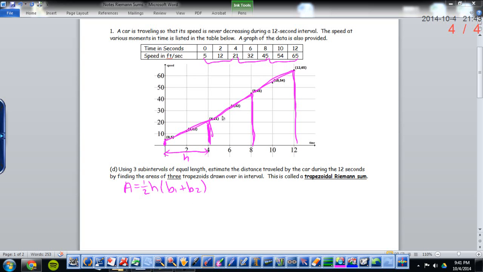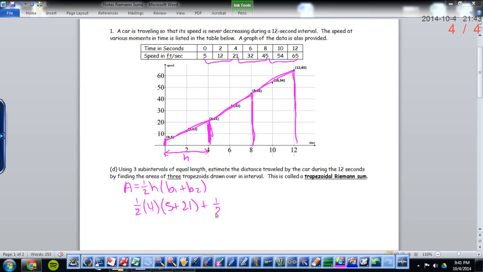And then the second trapezoid, the height, again, is going to be the length of the interval. And here's base 1, which is going to be 21, and base 2 is over here and this is going to have a length of 45. All right, so let's find the area of these 3 trapezoids. So my first trapezoid is going to be 1/2 from the formula. The height of the trapezoid is 4, the length of the interval, and the length of the 2 bases in this first trapezoid, the lengths are 5 and 21.